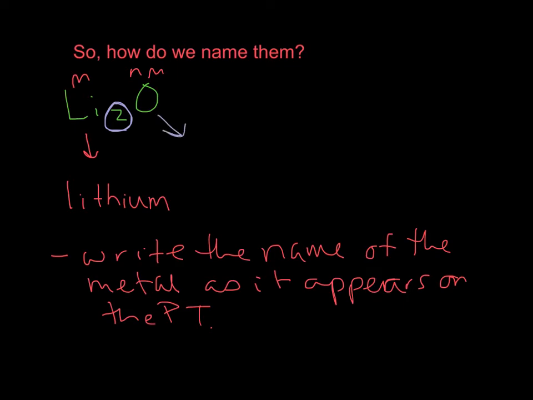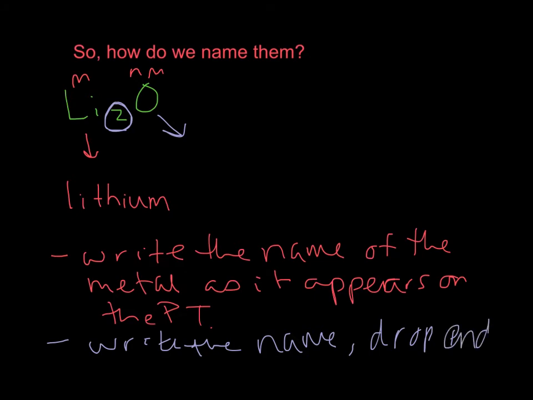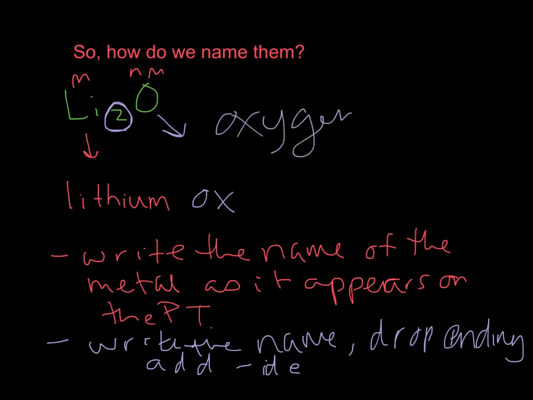Now, when it comes to our second one, this is our nonmetal. You're going to write the name, drop the ending, and add IDE. So you're always going to add IDE. In this case, instead of oxygen, this is oxygen, we're going to drop this ending and call it oxide.